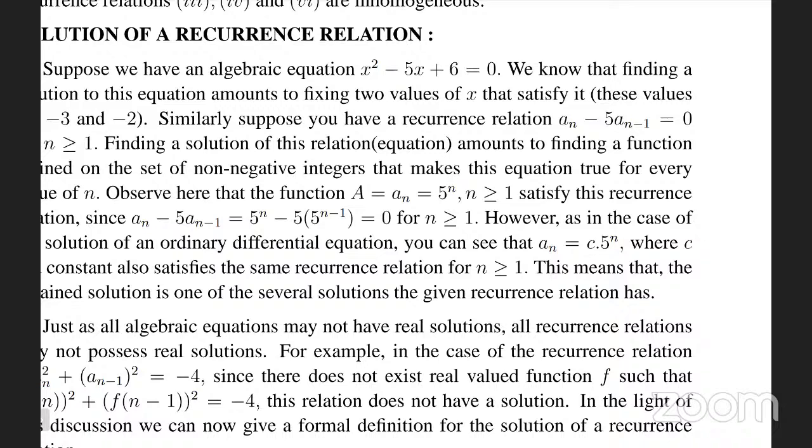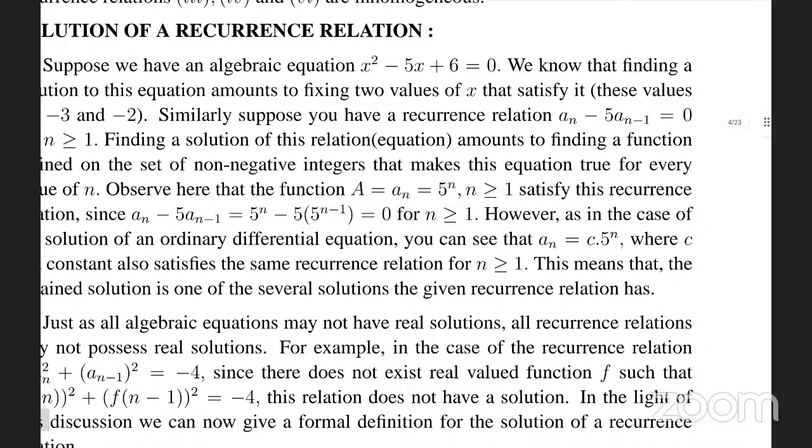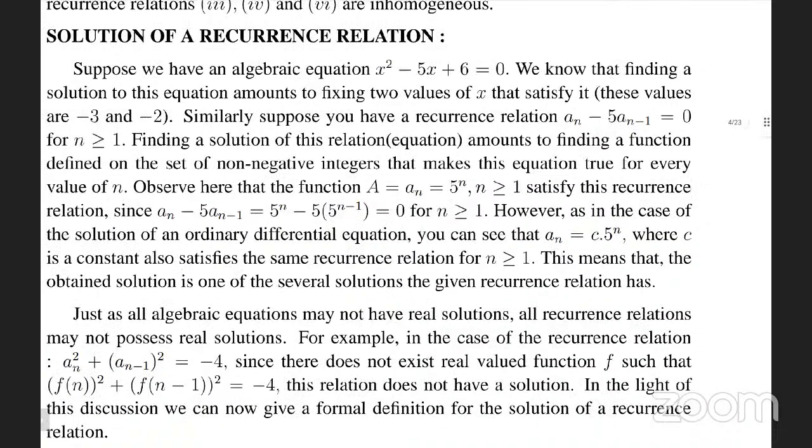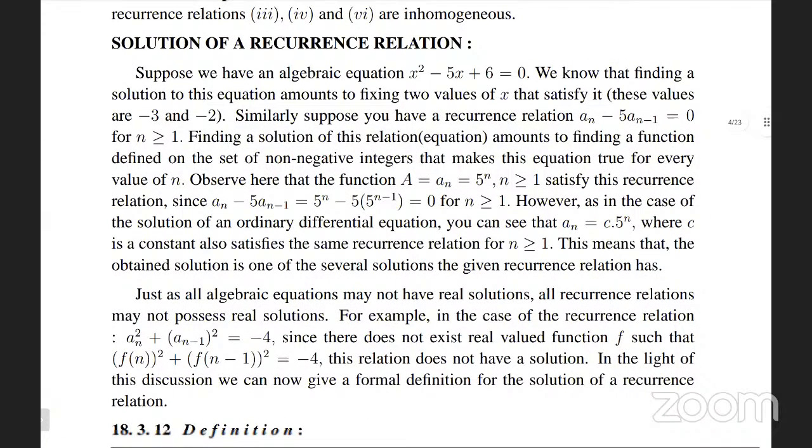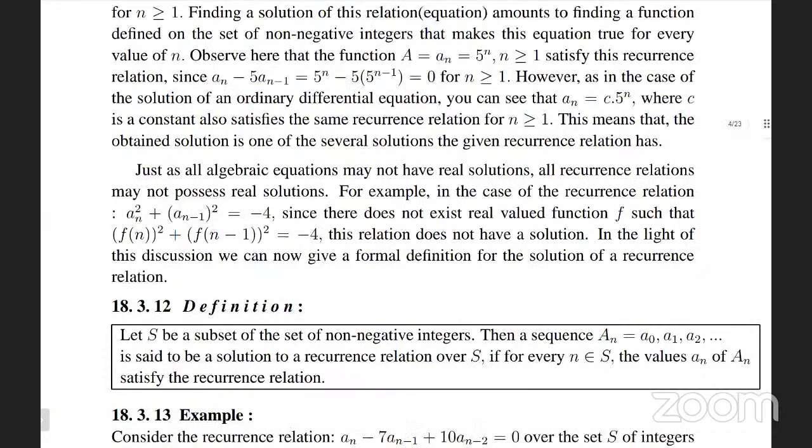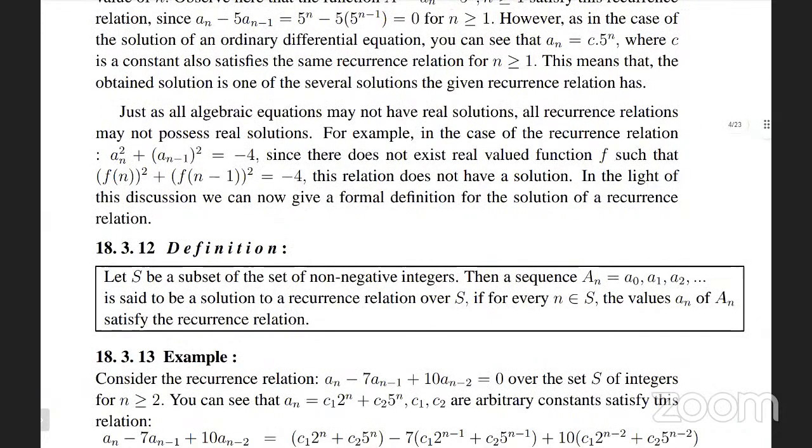Therefore, 5 power n is called a solution of the recurrence relation with constant coefficients. So finally, we can give that a_n equal to any constant c into 5 to the power of n is called the solution of the recurrence relation. Now, if I take as an example a_n square plus a_(n-1) whole square equal to minus 4, it does not come under the category of solving an equation. So the relation does not have a solution.